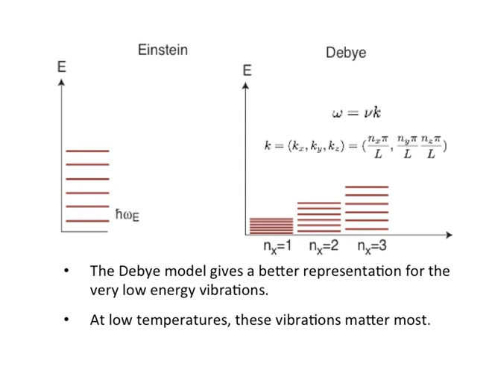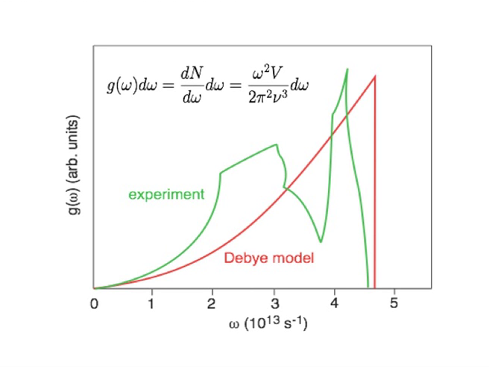We can also see the energy levels associated with the Einstein model and with the Debye model. The Einstein model uses only one single frequency, correspondingly one single energy, whereas the Debye model uses all three directions for various modes, including very low energy values of the vibrations. At low temperatures, these vibrations really matter most. And this is an experimental curve for a particular material, and Debye has shown this particular one.